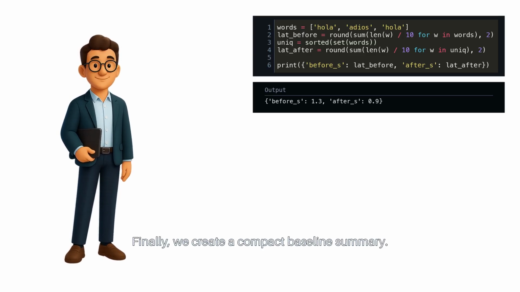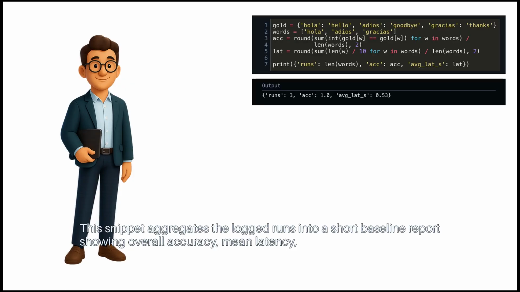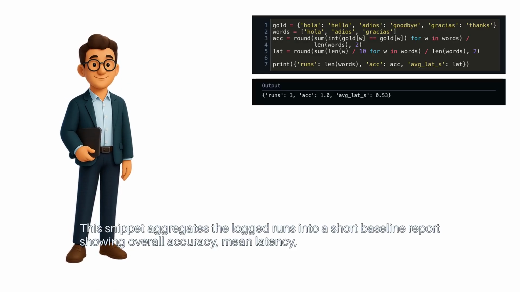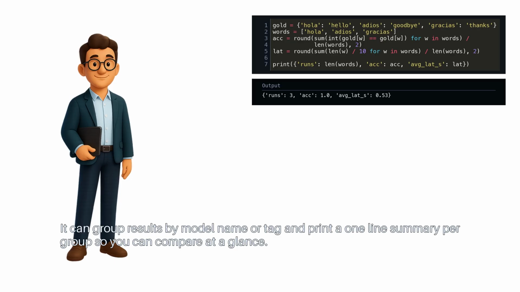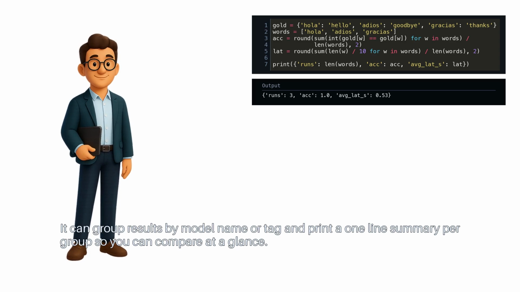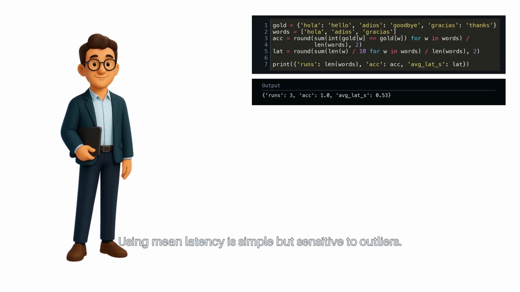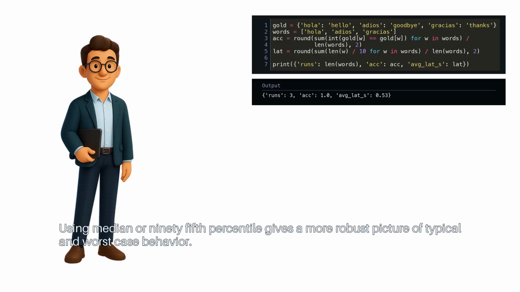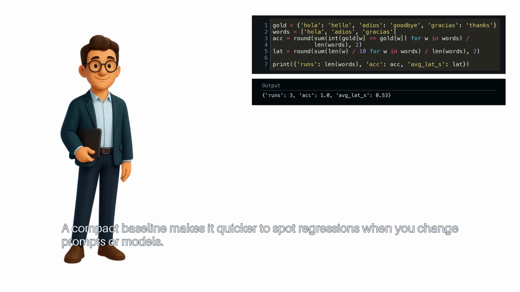Finally, we create a compact baseline summary. This snippet aggregates the logged runs into a short baseline report showing overall accuracy, mean latency, and one or two latency percentiles. It can group results by model name or tag and print a one-line summary per group so you can compare at a glance. The metrics you choose are adjustable. Using mean latency is simple but sensitive to outliers. Using median or 95th percentile gives a more robust picture of typical and worst-case behavior. A compact baseline makes it quicker to spot regressions when you change prompts or models.